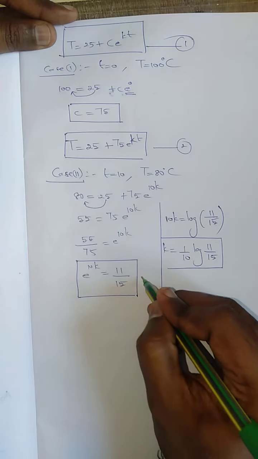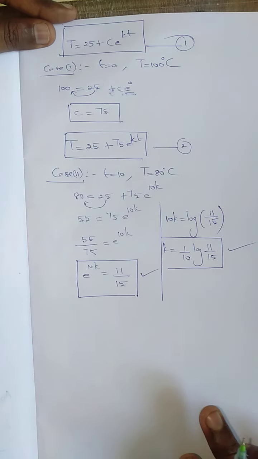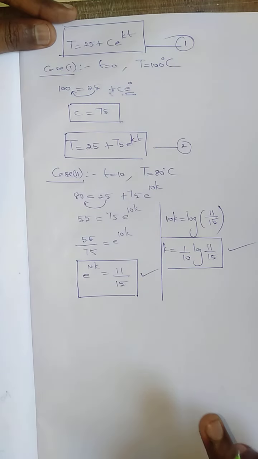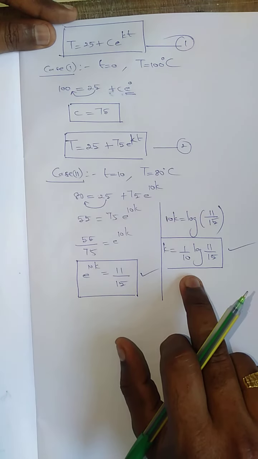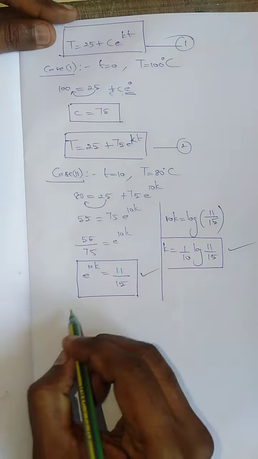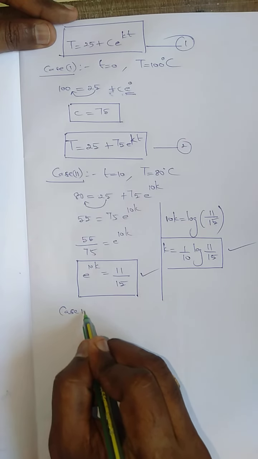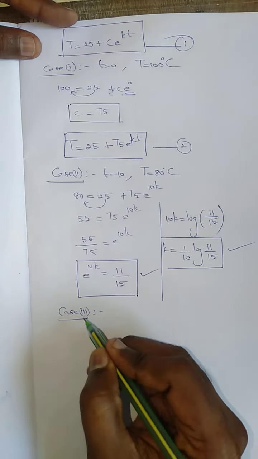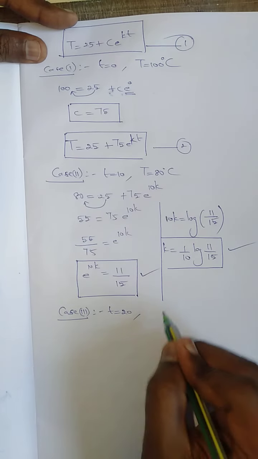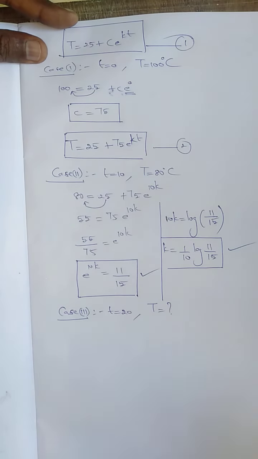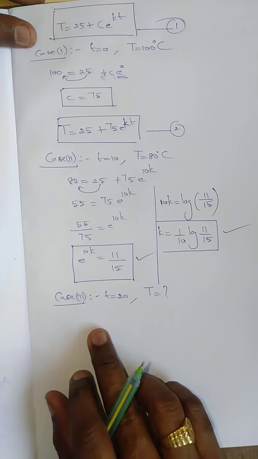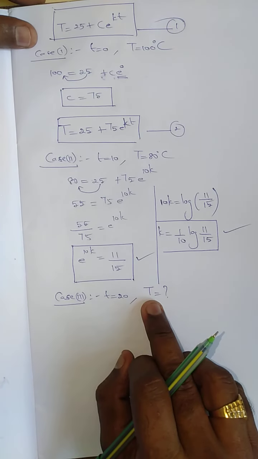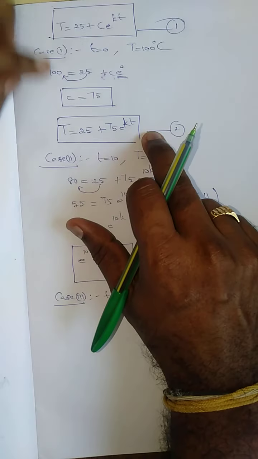Both of these are very important for the second, third and fourth cases. This will be useful for the third case, and this will be useful for the fourth case. So, case 3. What is case 3? They are given T is equal to 20, and I need to find the temperature. That's all. We need to be very careful with this one. Case 3 is small t equal to 20, I need to find capital T. Apply in equation 2 only.